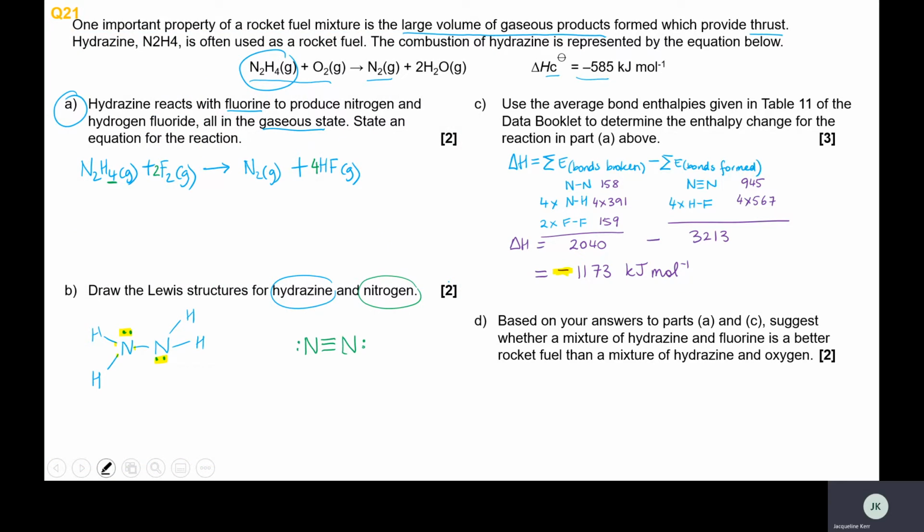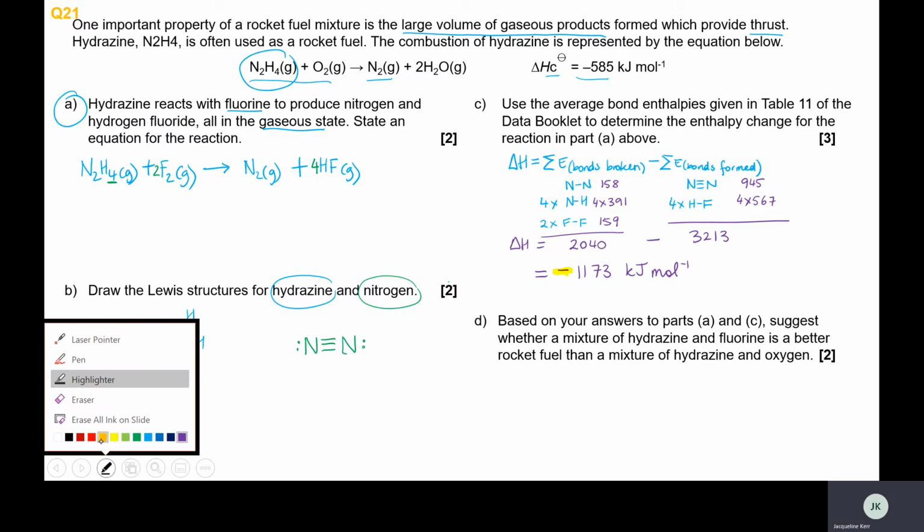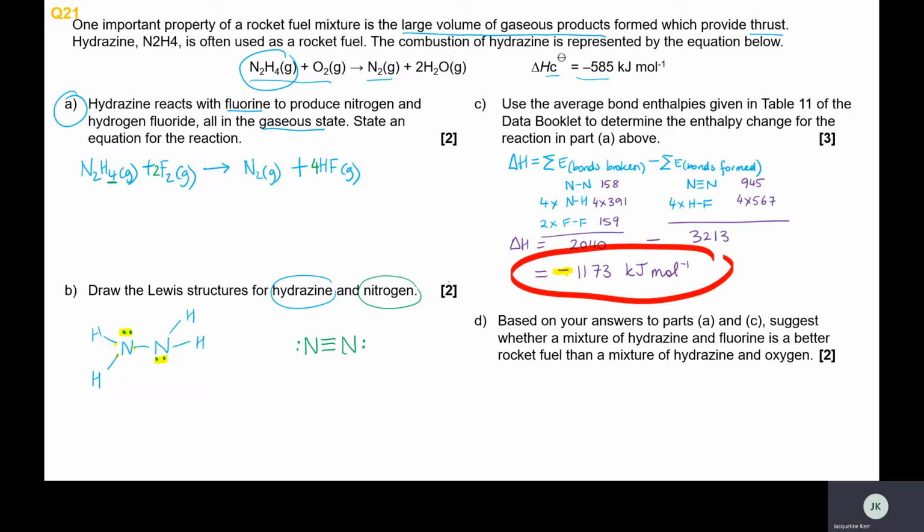And then based on your answers to parts A and C, suggest whether a mixture of hydrazine and fluorine is a better rocket fuel than a mixture of hydrazine and oxygen. Well, we're basing that on the enthalpy values. There are enthalpy values here for combustion. So you can see it's a lot higher when we react a mole of hydrazine with fluorine rather than a mole of hydrazine with oxygen. But it's still just 1 mole of each, so we can do a direct comparison. We can say that this is much more exothermic.